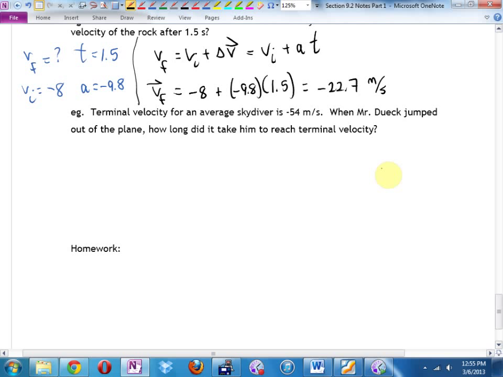Terminal velocity for an average skydiver is negative 54 meters per second. When Mr. Dewick jumped out of the plane, have I mentioned jumped out of an airplane? When Mr. Dewick jumped out of the airplane, how long did it take him to reach terminal velocity? What's this question asking me to find?